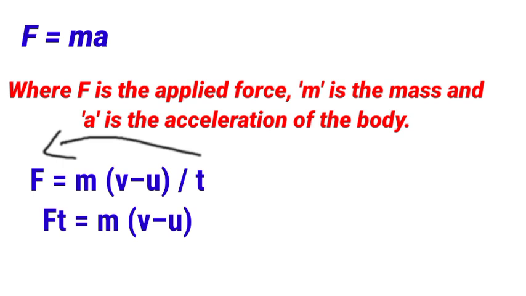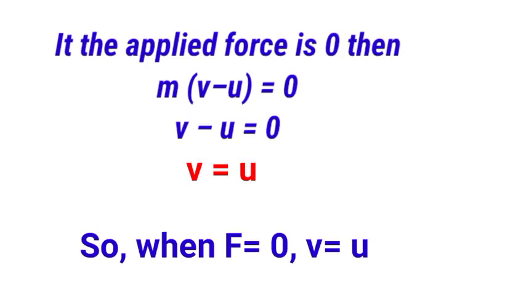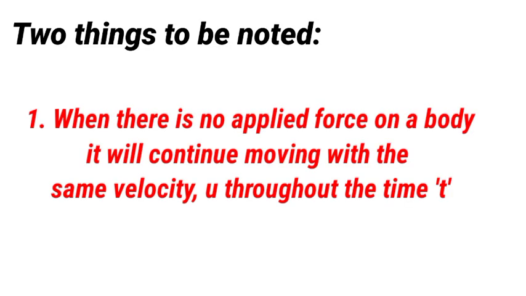You just assume that here force is 0. If the applied force is 0, then m into (v minus u) equals 0. v minus u equals 0, that is v equals u. So when force is 0, we get v equals u. So when there is no applied force on a body, it will continue moving with the same velocity u throughout the time t.